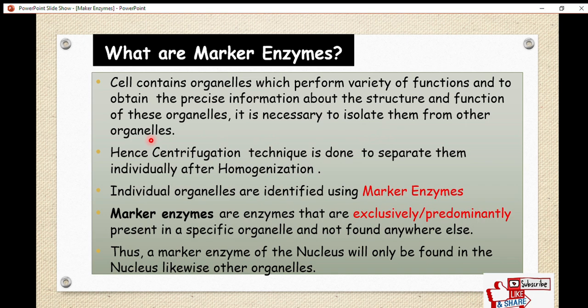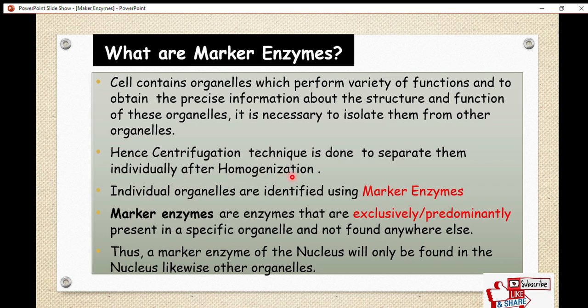If we want to determine the structure and function of, let's say, the nucleus, we have to separate it from other organelles such as mitochondria, endoplasmic reticulum, and ribosomes, so that they will not interfere. When you want to determine the function of the nucleus and mitochondria are present, I'm not sure you are going to get exactly what you want, because a fraction of mitochondria will perform a function and interfere with the function of the nucleus. To avoid this, we separate them from each other so that we can study the nucleus exactly and efficiently. Hence the centrifugation technique is done to separate them individually after homogenization.